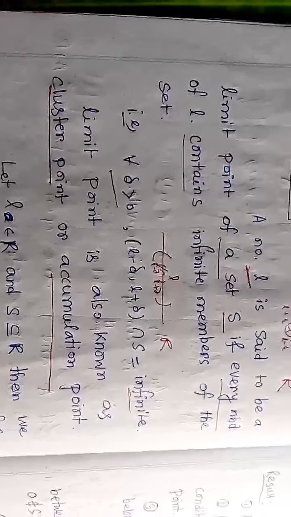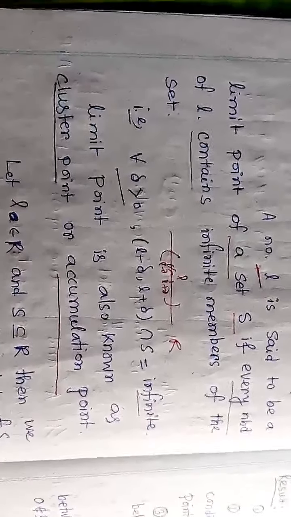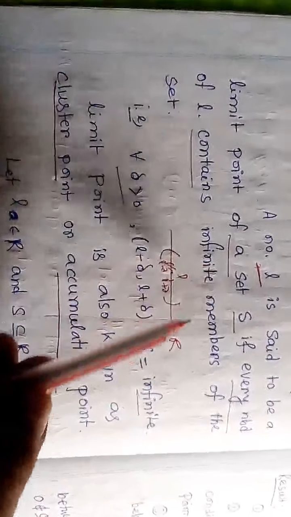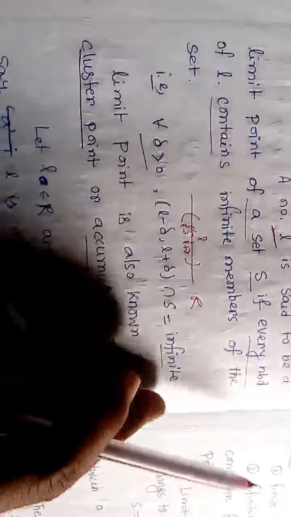If we revise it, L is said to be a limit point of a set S if every neighborhood of L contains an infinite number of elements of the set. That is called the definition of limit point.